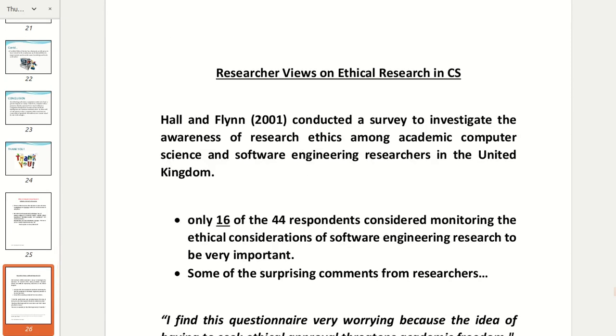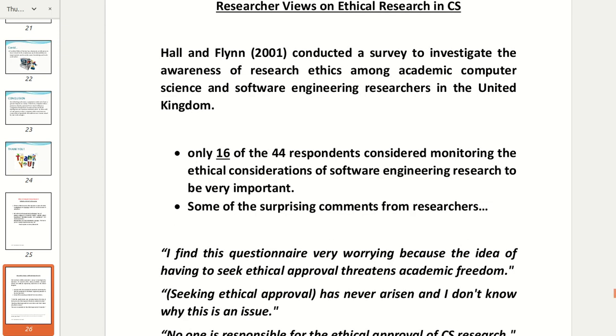Okay. Moving on, researcher views on ethical research. Hall and Flynn, this paper, I have mentioned it at the bottom, conducted a survey to investigate the awareness of research ethics among academic computer science and SE, software engineering researchers in the United Kingdom. Out of the 44 people who were given the survey, only 16 considered monitoring the ethical consideration of software engineering to be very important.